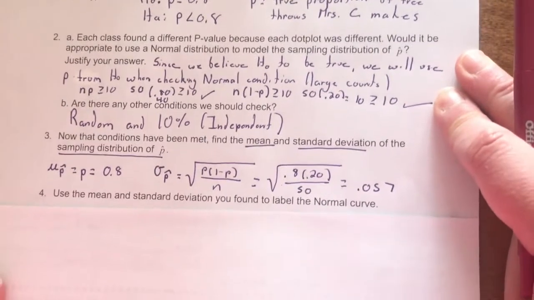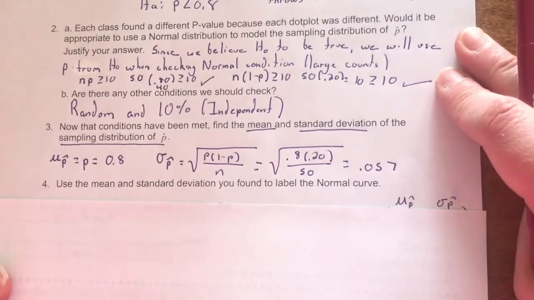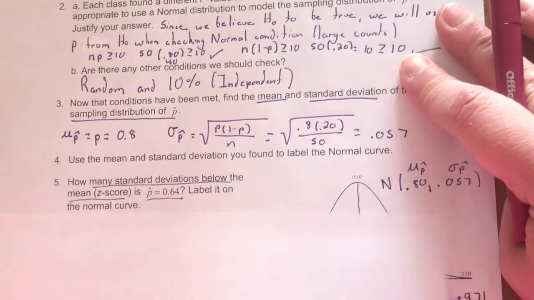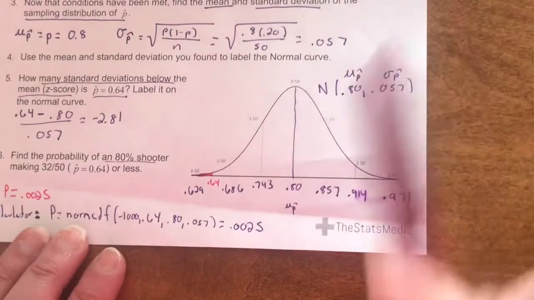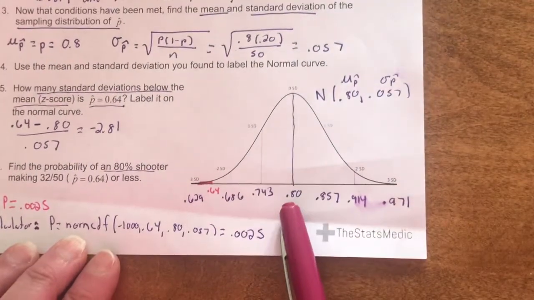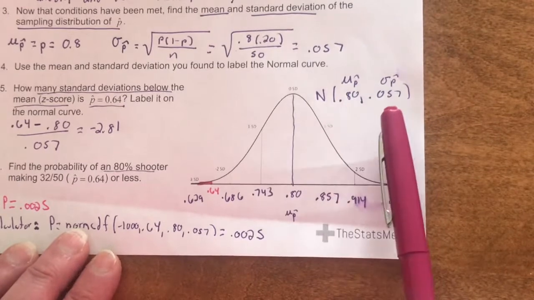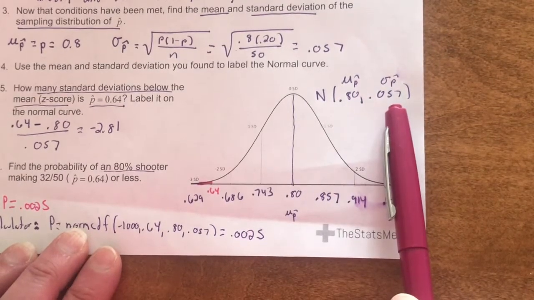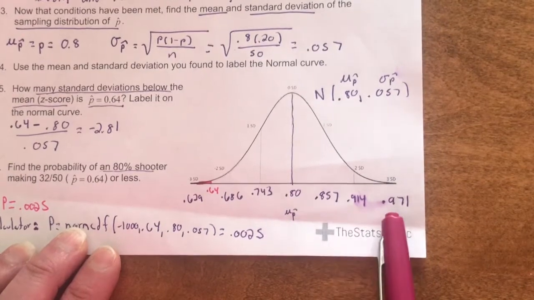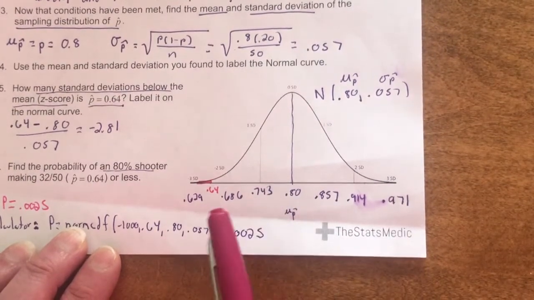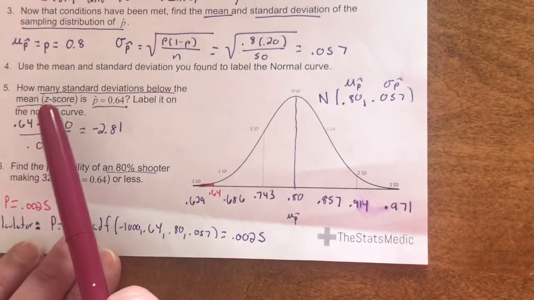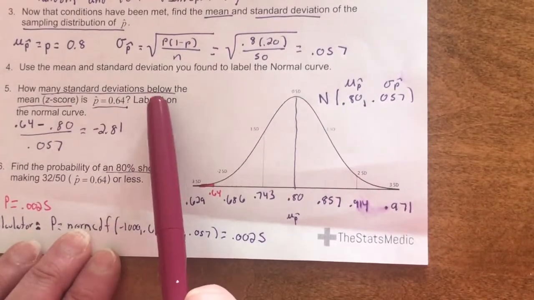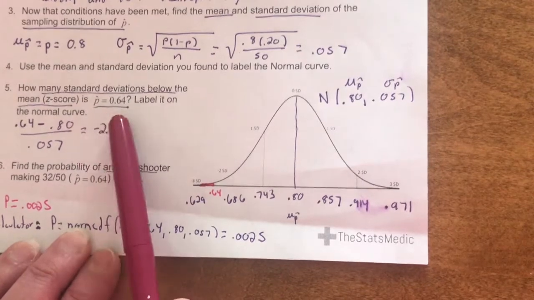Now we're going to use the mean and standard deviation you found to label the normal curve. You have this normal curve here, and we know the mean of our sampling distribution, 0.80, is going to go in the middle. And we know that the standard deviation is 0.057. For each standard deviation to the right, you add 0.057. For each standard deviation you go to the left, you subtract 0.057. So you have your curve labeled. Now, the question says, how many standard deviations below the mean is p hat of 0.64?